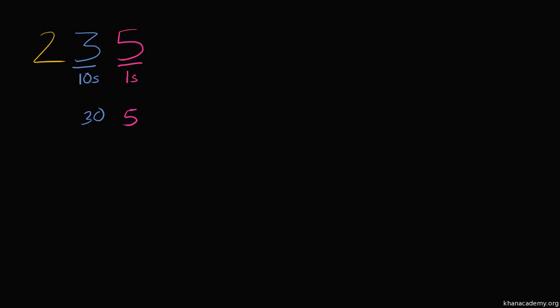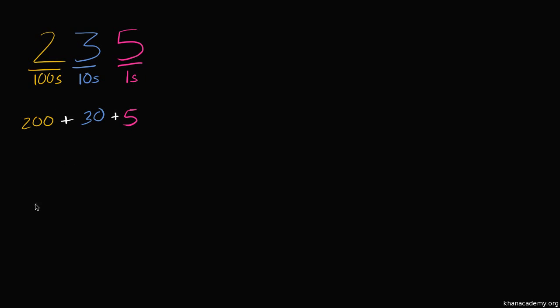And the 2 is in the hundreds place. So putting a 2 there means that we have 2 hundreds. So this number we can view as 235, or you could view it as 200 plus 30 plus 5.